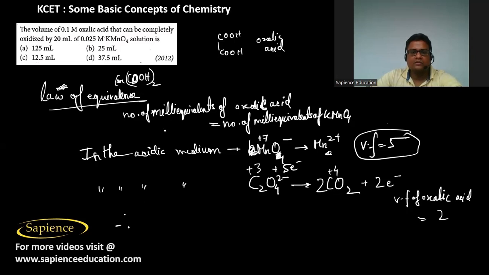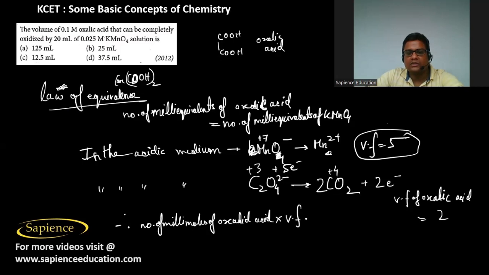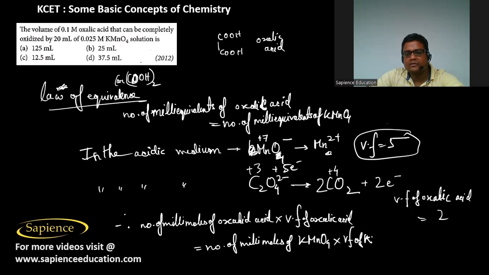Now, the number of milliequivalents of oxalic acid is the number of millimoles of oxalic acid into the valency factor of oxalic acid, which is 2. That will be equal to the millimoles of KMnO4 times the valency factor of KMnO4. Now the valency factor of KMnO4 is 5 and the valency factor of oxalic acid is 2.